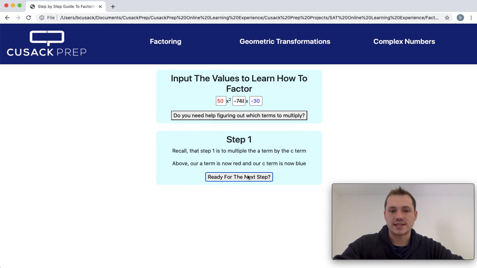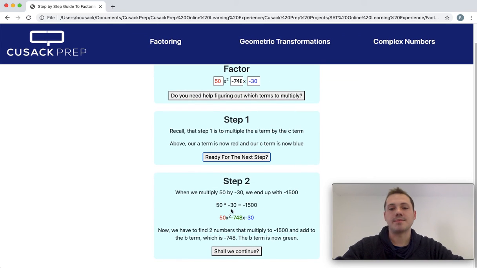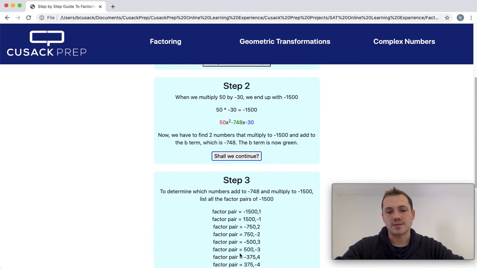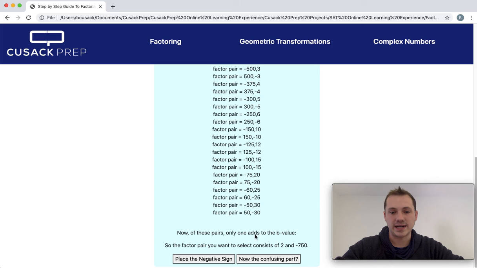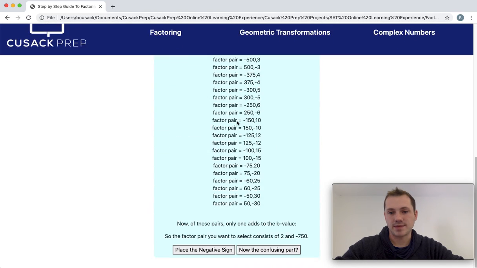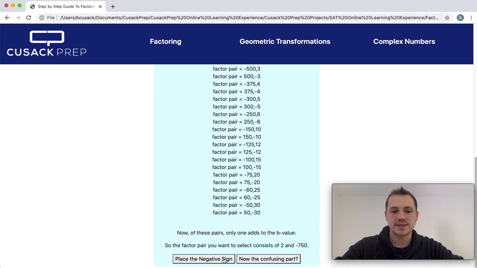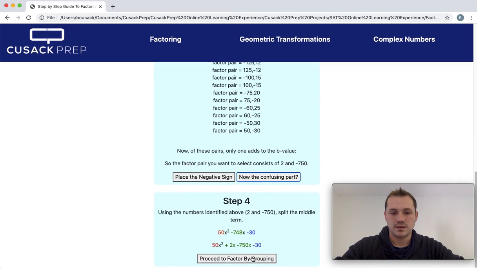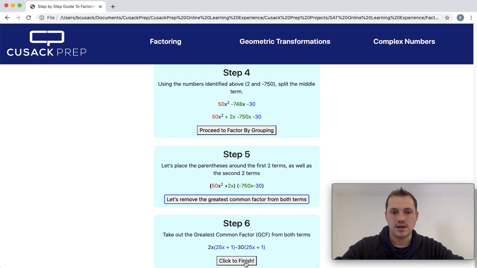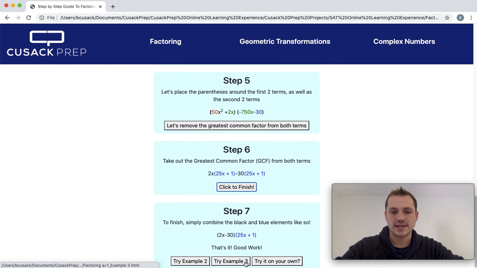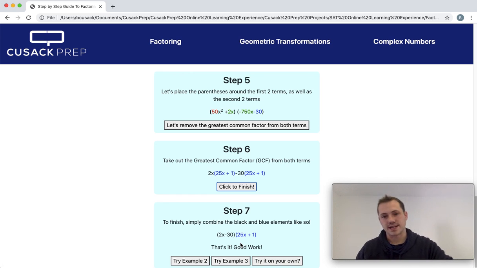So multiply the a term by the c term, again the queue comes up, it iterates through and finds all the factor pairs, fairly impressive, there's quite a few there. And then it's also able to determine which of those factor pairs adds to that middle term of negative 748. Again, just iterating through the process, and you can see that in the end it factors like this.